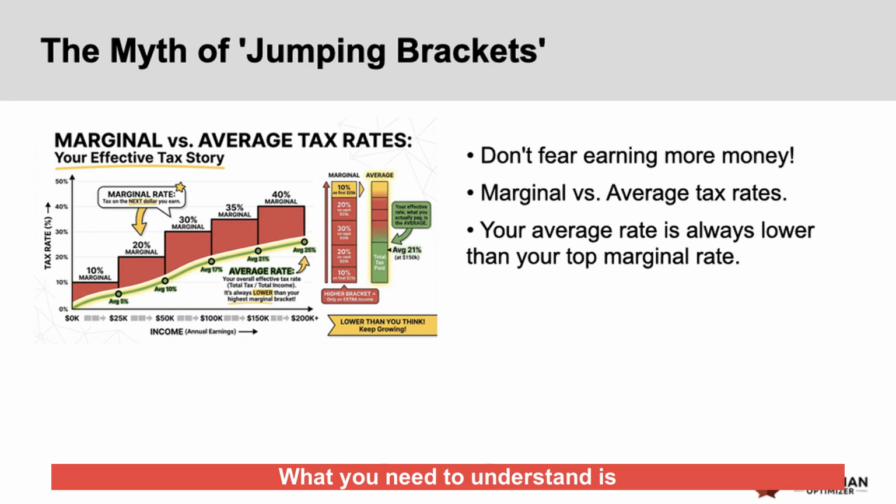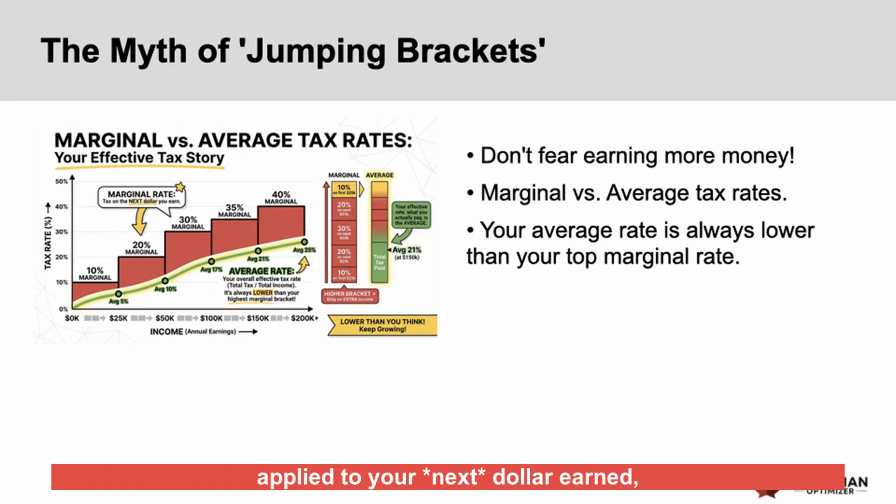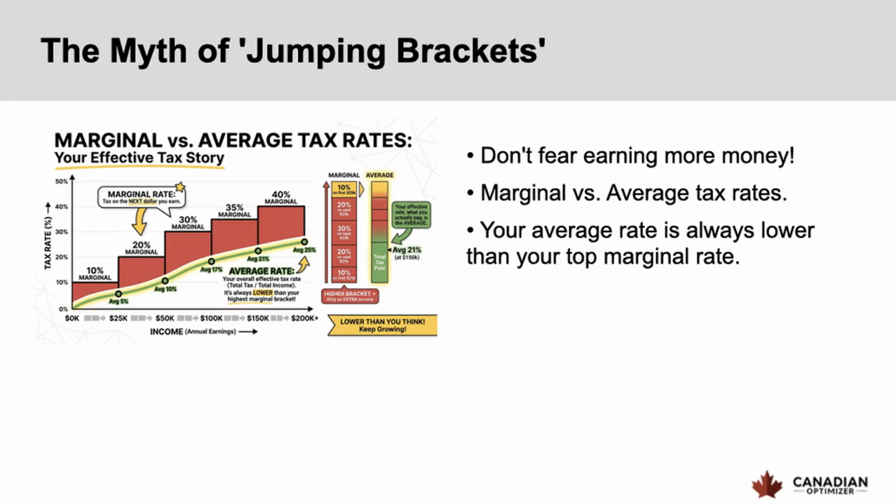What you need to understand is the difference between your marginal tax rate and your average tax rate. Your marginal rate is the rate applied to your next dollar earned, while your average rate is your total tax paid divided by your total income. Your average tax rate will always be lower than your highest marginal tax rate, meaning every dollar you earn still contributes positively to your overall take-home pay.